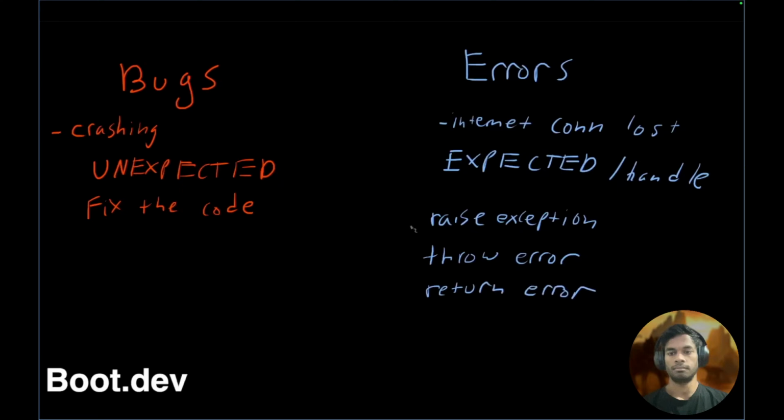So these are things that we actually plan for in our code. We're raising exceptions, we're throwing errors, we're returning errors, and then when those errors happen, we are actually writing code that does something. For example, say internet connection was lost. The way we would handle that is we might do some retries. We're sending a network request, it fails because there's no internet connection. Maybe we wait 5 seconds and try again, and then we wait 10 seconds and then we try again. That would be one way to handle an error.